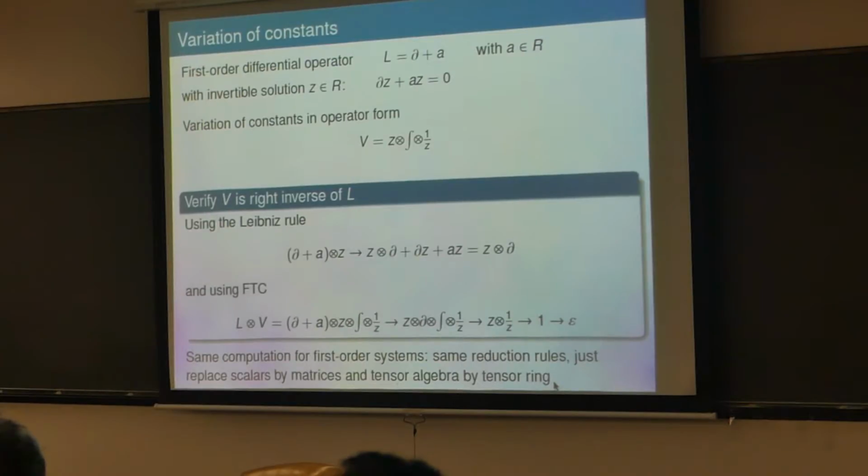So I cannot perform the tensor algebra over the constants, but I have to look at the tensor ring with bimodules. I can just multiply it from both sides. But it's more a technical thing, and it turns out that exactly the same rewrite system works also if you tensor over a non-commutative ring. And so we can now prove the variation of constants for a first order differential system.